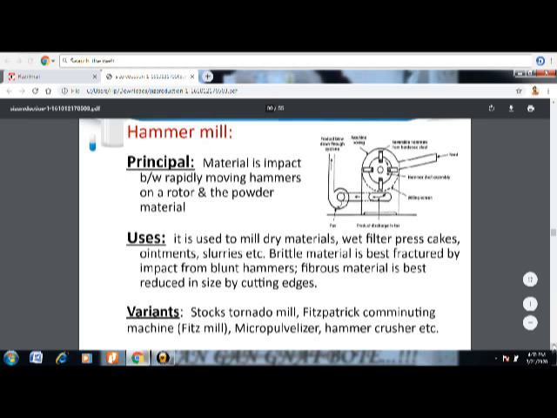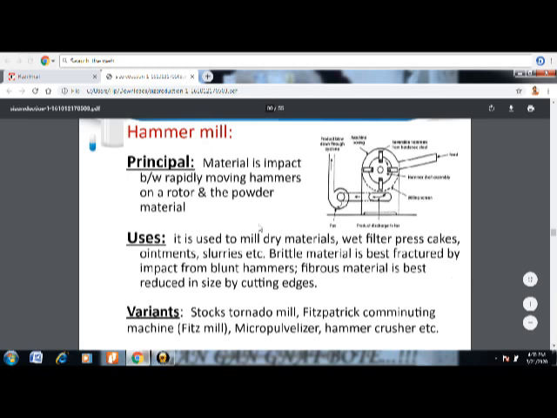Whenever there is a question in the examination that says describe the hammer mill in detail, or write the principle, construction, working, advantages and disadvantages of the hammer mill, you have to cover these points. You have to draw a neat, well-labeled diagram. Then write the principle, construction, working, advantages and disadvantages, and again the uses or applications of the hammer mill, right?